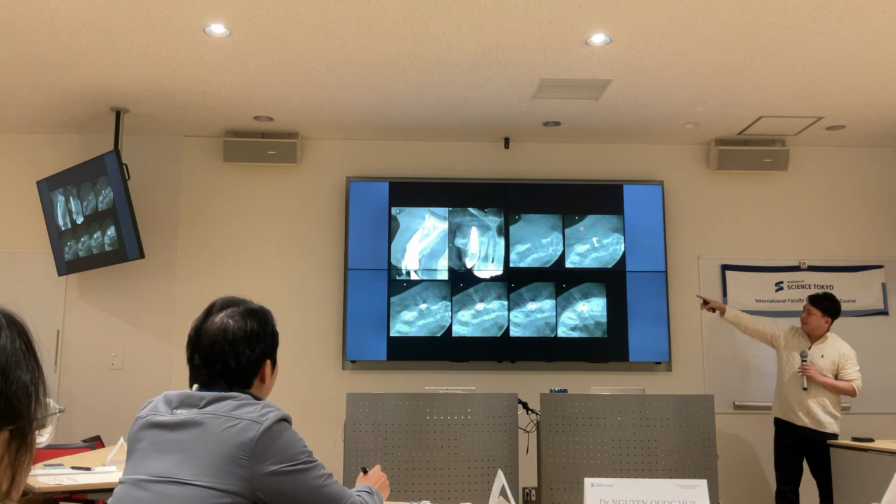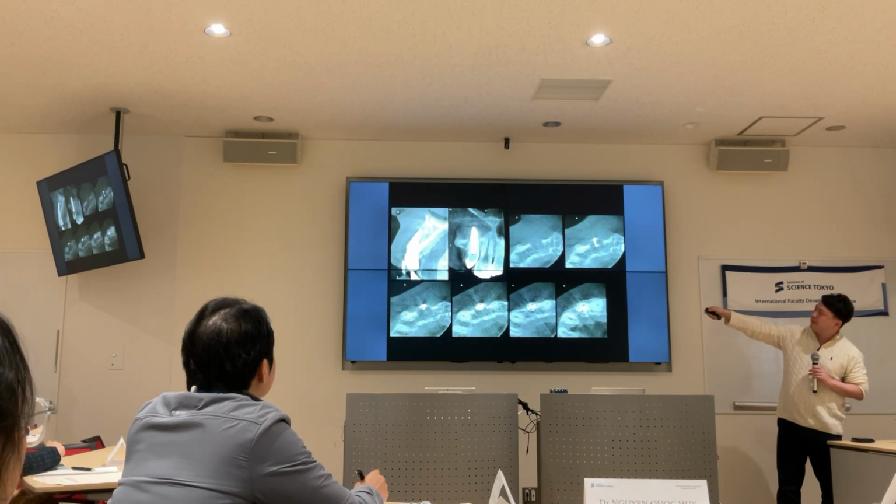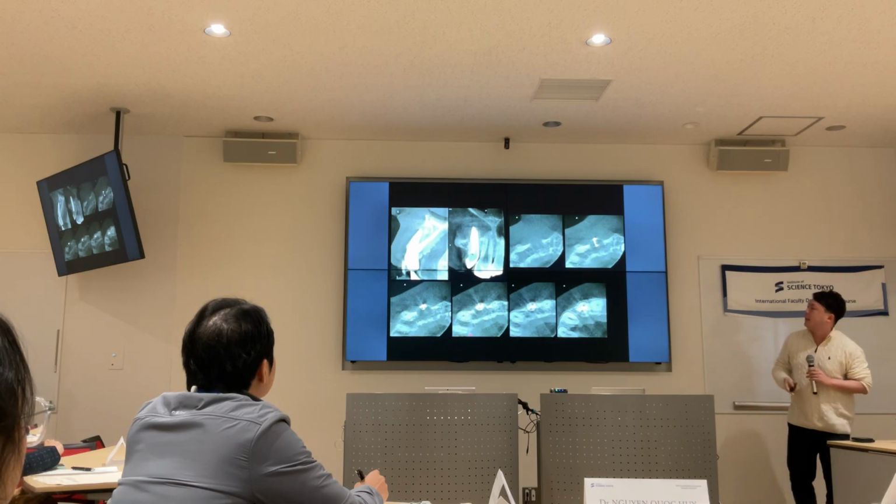Now here is a periapical radiolucency. And apical radiolucency here. Now here is a slightly big region in the apical area.